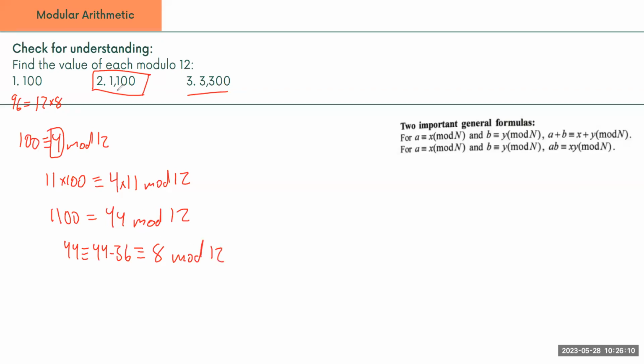And then the second way you can do this is you can notice that 1100 is going to be 1200 minus 100, right? And we know that 1200 is actually going to be 0 mod 12. So it's going to be 0 minus 4 mod 12. So that's another way you can do it. So -4 is just 8.